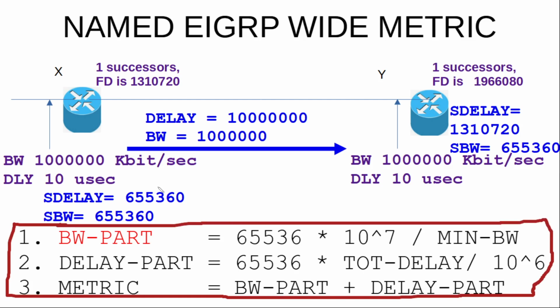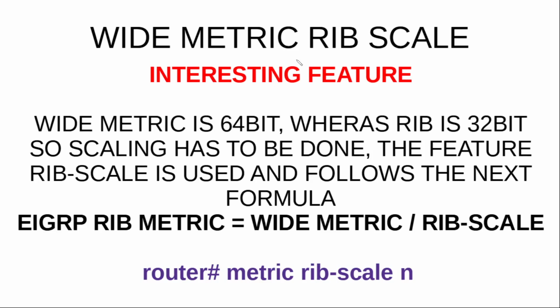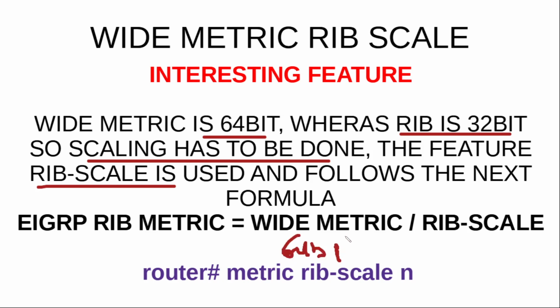if you happen to be calculating a wide metric. Now, something interesting happens with wide metrics. Since wide metrics are 64 bits and the router information base is 32 bits, scaling has to be done. So in this case, we're going to use a RIB scale. We're going to use the 64-bit metric, and we're going to divide that by the RIB scale to generate the actual RIB metric.